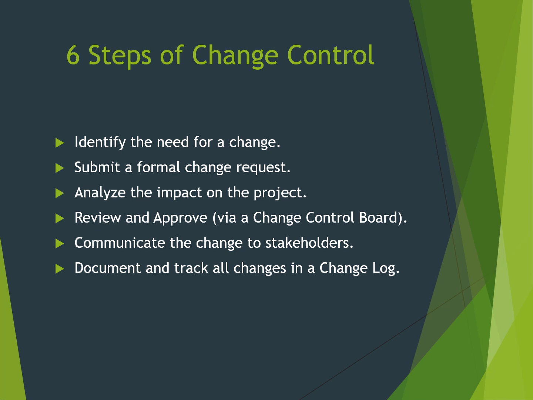Fourth, the request goes to a designated authority, often a Change Control Board (CCB), for review and approval. The CCB's job is to approve or reject the request. Fifth, if it's approved, you communicate the change to all stakeholders. And finally, you document and track the change in a change log to keep a clear historical record.